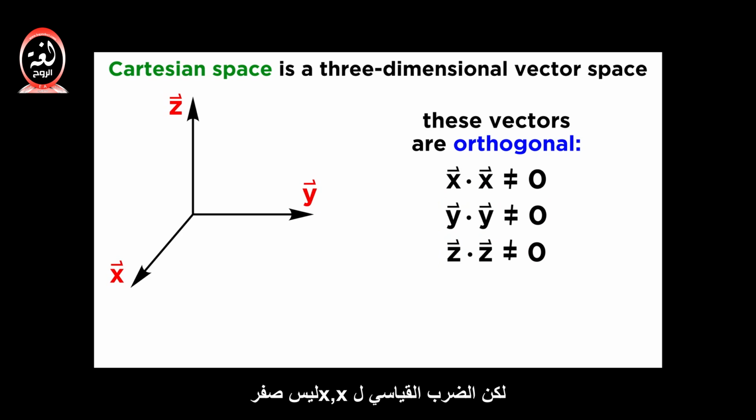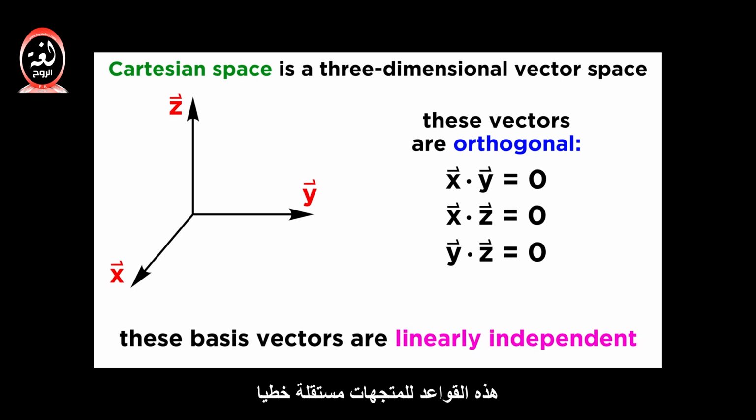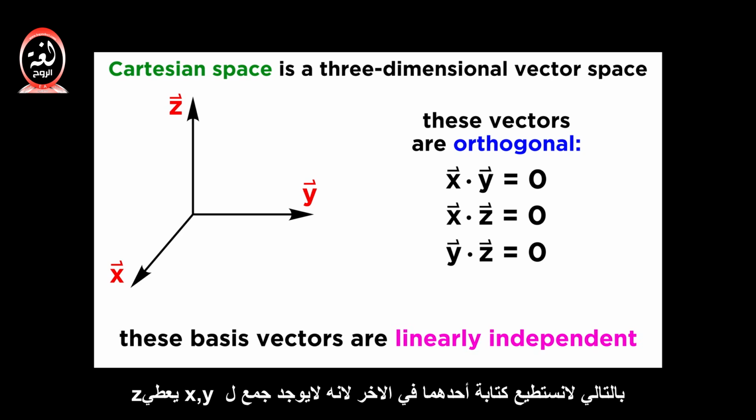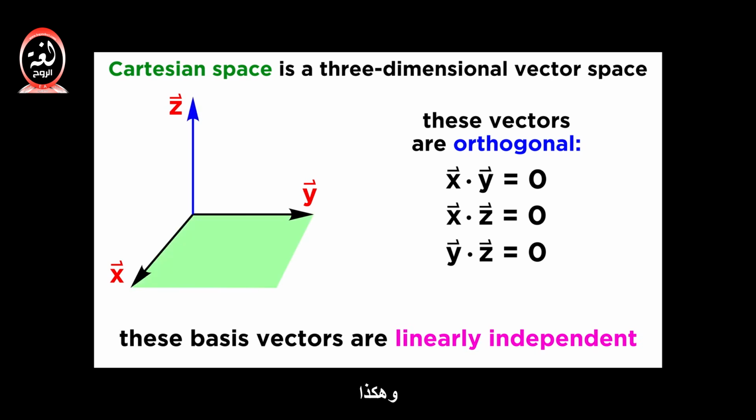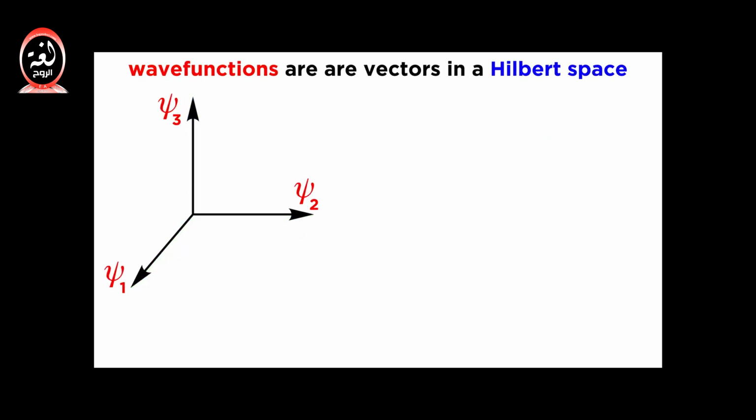But the dot product of x and x is not 0, nor is it for y and y, or z and z. These basis vectors are linearly independent, so we can't write any of them in terms of the others, since no combination of x and y can give us the z vector, and so forth. Now back to wave functions.